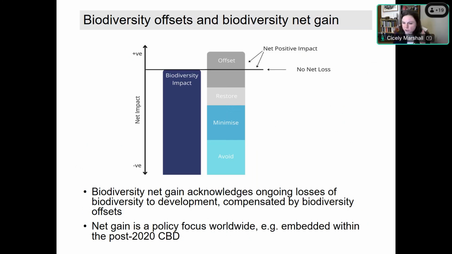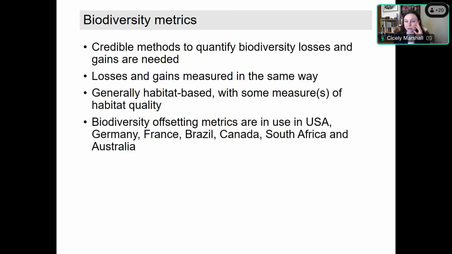So for biodiversity offsets to work for nature, it's essential that we have a credible method to quantify those biodiversity losses and gains. The losses that are due to an impact and the gains which are achieved through the offset must be measured in the same way, even if the habitats concerned are different, and the metric has to work across habitats that are likely to be impacted by development. So that's a big ask, that's a difficult thing to do.